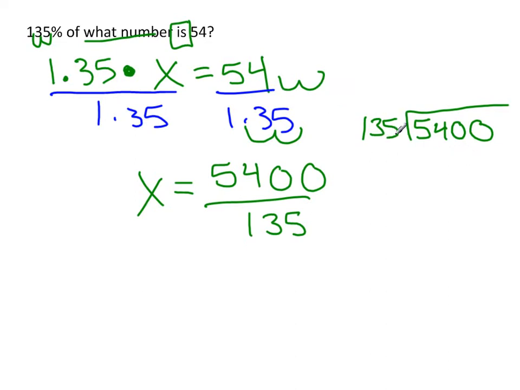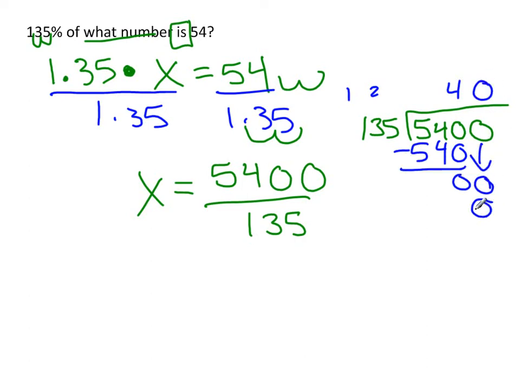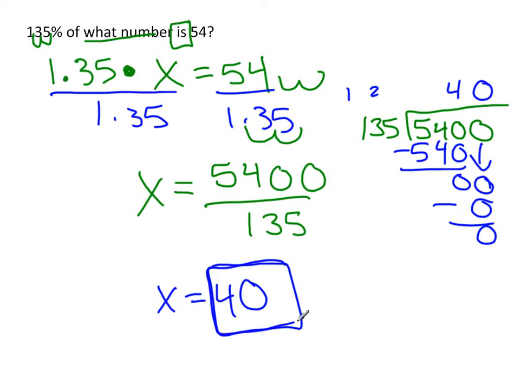So 135 times what will get us close to 540. Probably 5 will be too much, so we'll give 4 a shot. So 4 times 5 is 20, carry the 2. 4 times 3 is 12, plus the 2 is 14, carry the 1. 4 times 1 is 4, plus the 1 is 5, and that actually worked out beautifully. And we have x must equal 40. So let's be careful. They wanted what number? So we'll just tell them the number, which is 40.